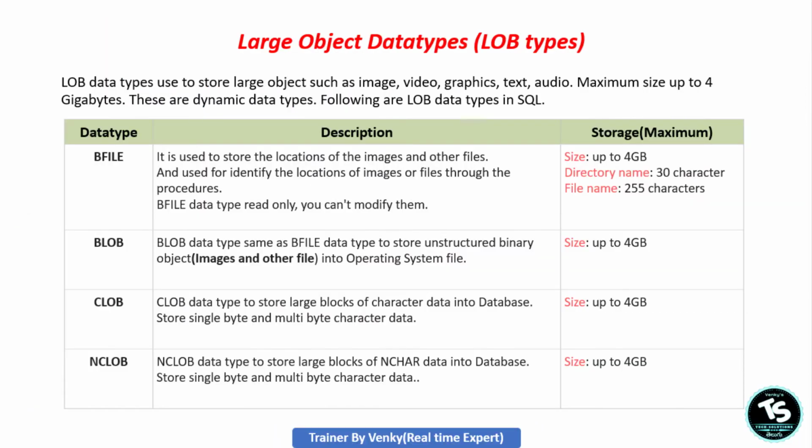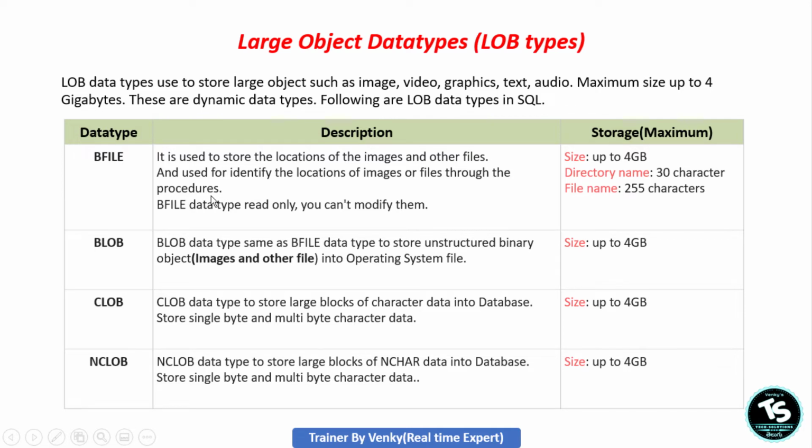Next, BFILE. What is BFILE? BFILE is used to store the locations of the image and other files, whereas BLOB is used to store the actual image and other files. BFILE stores the location, I mean the path where you have saved that file, in the database. For example, if you want to identify where a file is saved in your operating system, we use procedures to identify the locations of the image by using BFILE. What are procedures? That is a PL/SQL concept.